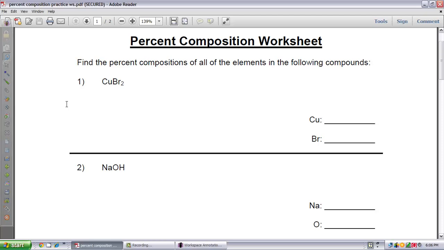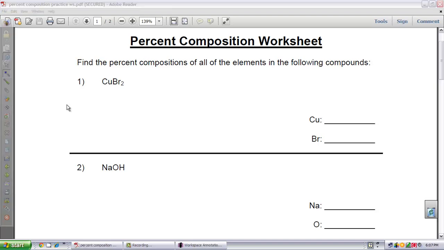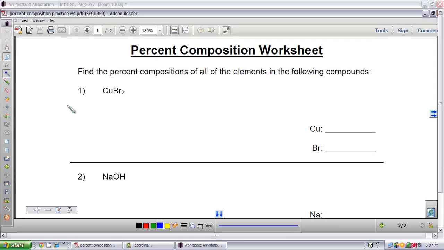Okay, today we're going to do a brief introduction of percent composition, and that basically means you're going to be finding out the contribution of mass of each of the atoms in a molecule. And you're not going to do it based on how many molecules are in the compound. You're going to do it based on that mass contribution of each atom.